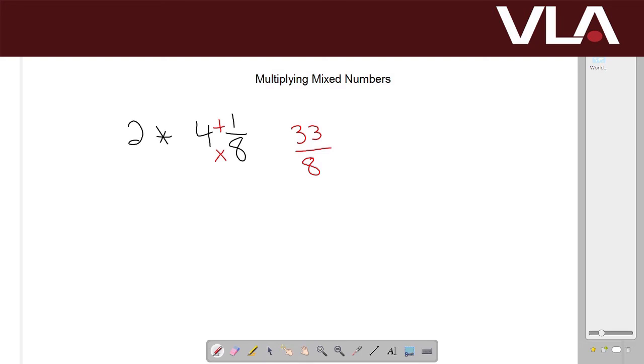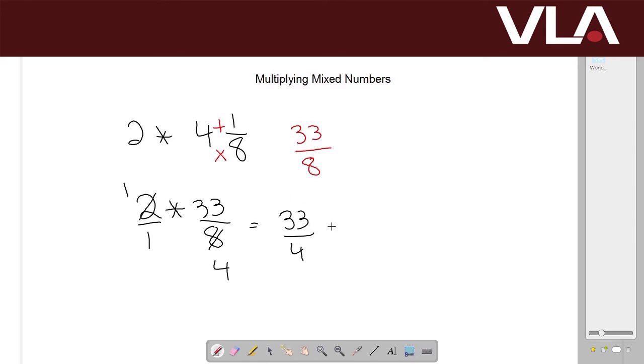Now all I have to do is multiply those two. So I'm going to take 2 times 33/8. Remember, when we multiply fractions, we can cross-reduce, or reduce up and down. I can cross-reduce here. The greatest common factor between 2 and 8 is 2. So 2 goes into 2 once. 2 goes into 8 4 times. Then at this point, I can just multiply top times top and bottom times bottom. 1 times 33 is 33. 1 times 4 is 4.